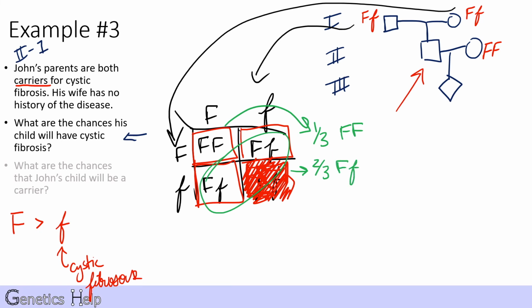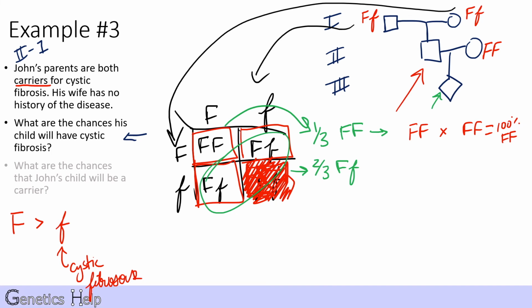So if we're trying to figure out the chances of their child, John needs to be at least a carrier. Otherwise, if he has big F and he has a mating with his wife, which is big F, that means we'd be crossing big F with big F, and all of them would be 100%. So we know that's not the case in regards to what are the chances the child will have cystic fibrosis.